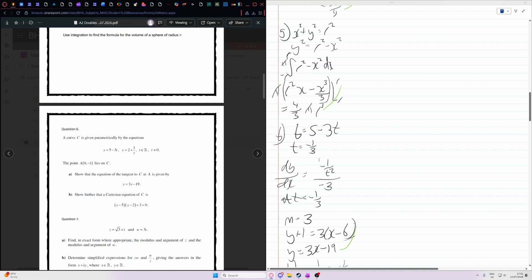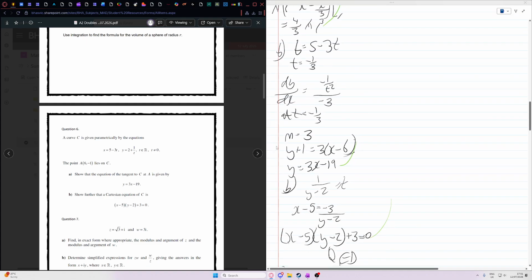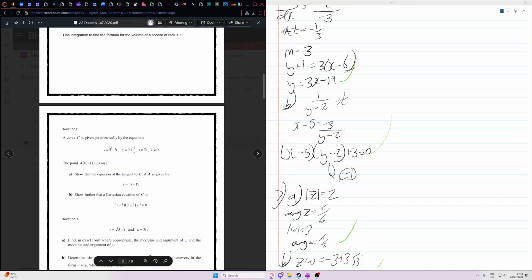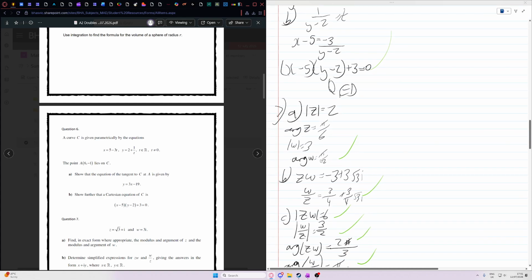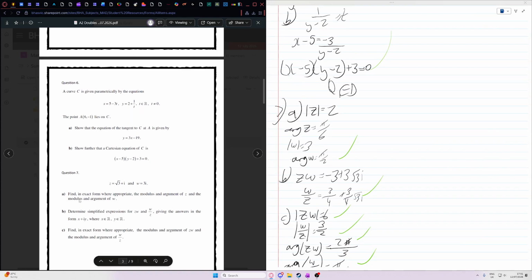So parametrics: do dy/dx, find m, blah blah blah, easy stuff. Part B, Cartesian equation. You just find y in terms of t and then substitute. Not easy stuff. Next thing, you just find the modulus, find the argument, but easy stuff.